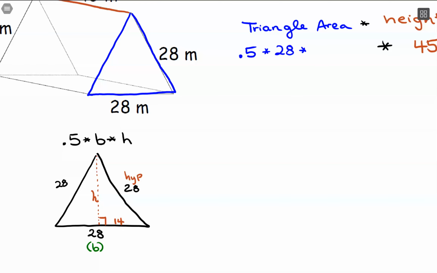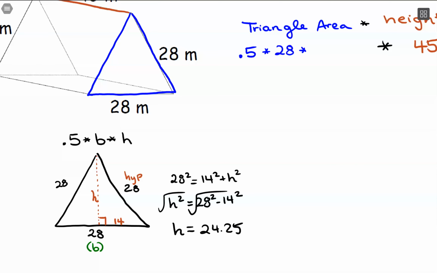So for height, we need to solve, but we have a Pythagorean theorem here. So what we're going to do is our hypotenuse squared equals leg of 14 squared plus unknown leg squared. And then we'll just start solving. So h squared would come from 28 squared minus 14 squared. And we just need the square root of that, which should be 24.25. What are units? Meters.